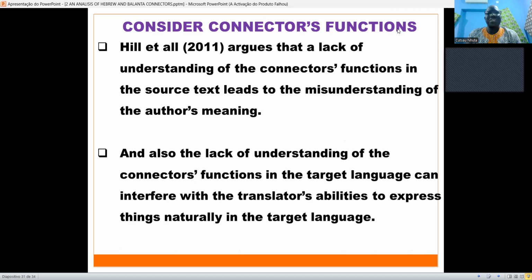Another thing is to consider connectors' functions. Hill et al. argue that a lack of understanding of the connectors' functions in the source text leads to misunderstandings of the author's meaning. And also, the lack of understanding of the connectors' functions in the target language can interfere with the translator's ability to express things naturally in the target language.